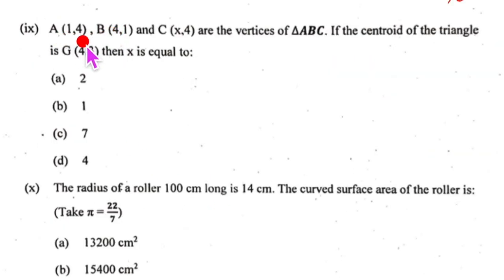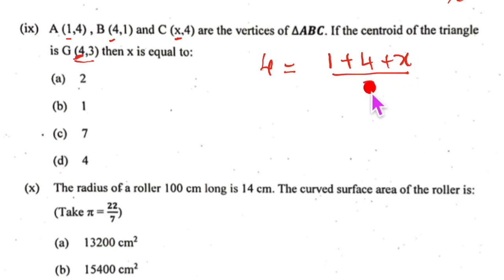The ninth one: A (1, 4), B (4, 1), C (x, 4) are the vertices of triangle ABC. If the centroid of the triangle is G (4, 3), then x is equal to. Now x is your x coordinate. So I will take the x coordinate of G, which is 4, and I will write it as 1 plus 4 plus x upon 3.